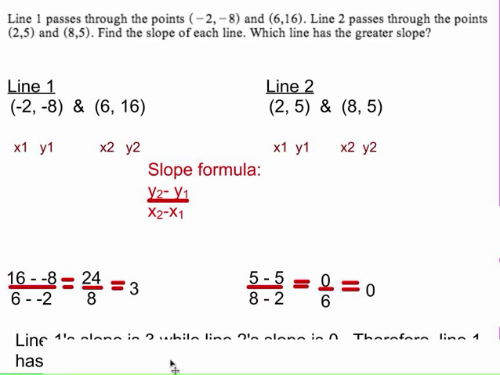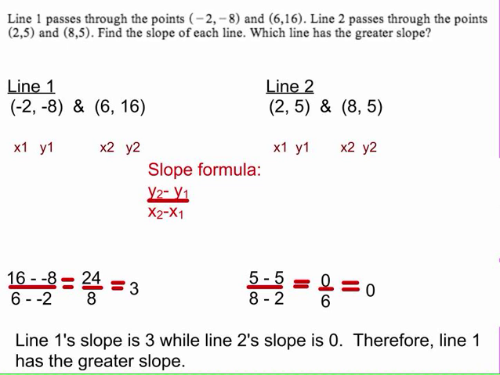Since 3 is bigger than 0, that must mean the slope of line 1 is greater than the slope of line 2. So line 1 slope is 3, while line 2 slope is 0. Therefore, line 1 has the greater slope.